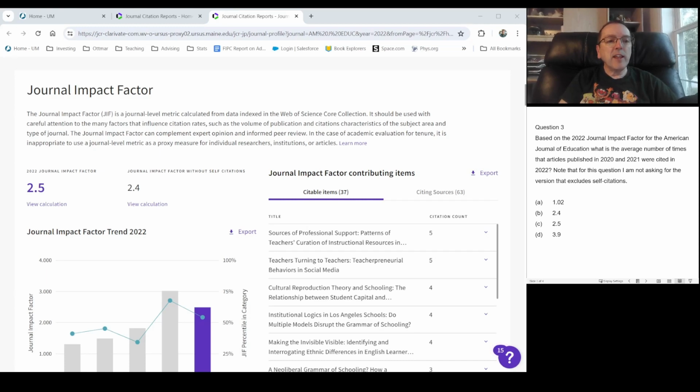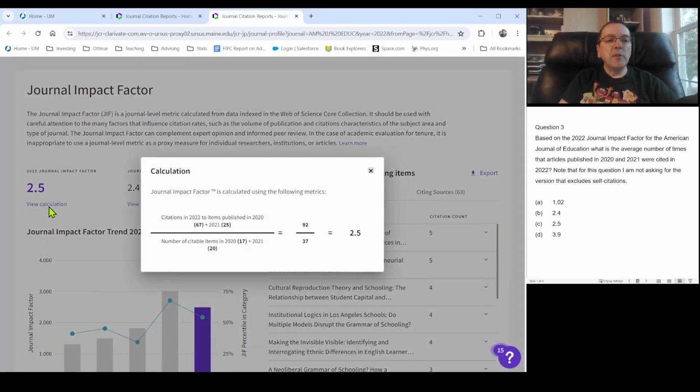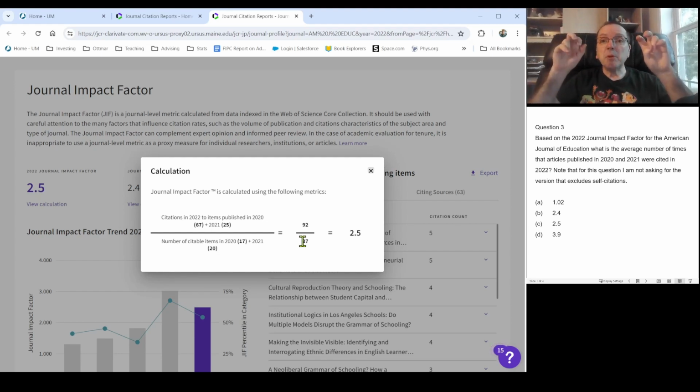It's kind of nice. They give you a calculation, which is great. Some other measures people use, they don't show you the math like this. You're kind of stuck guessing a little bit how they calculate things. This is very nice. And you can see the formula right here. So the denominator is the number of citable items that they published in 2020 and 2021. So they published 17 in 2020, 20 in 2021. So a total of 37 articles were published during that 2-year time period that were citable.